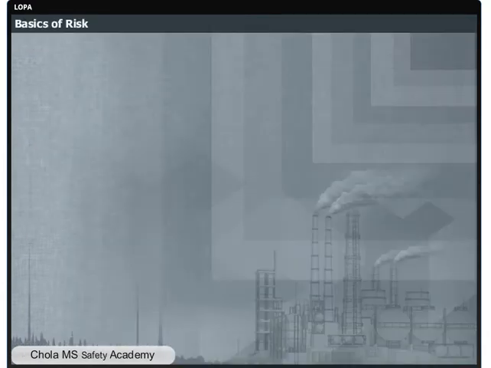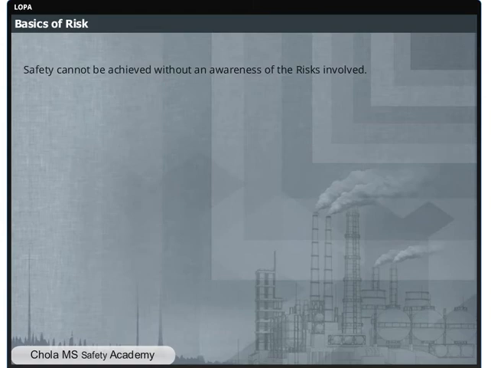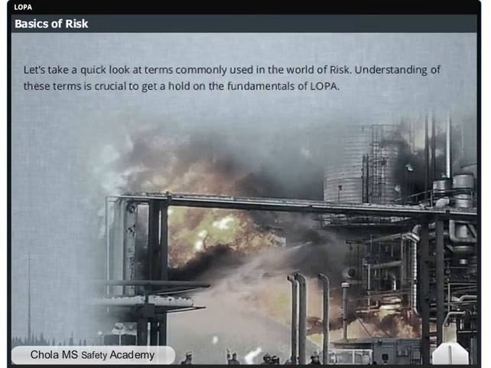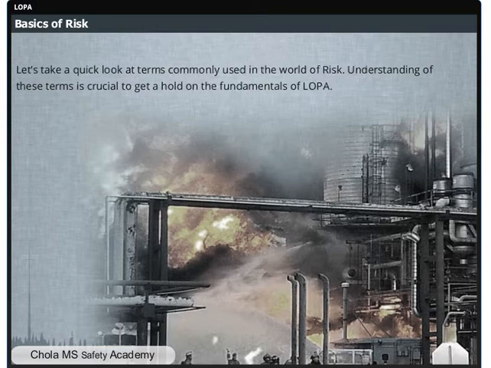Basics of risk. Safety cannot be achieved without an awareness of the risks involved. Let's take a quick look at terms commonly used in the world of risk. Understanding of these terms is crucial to get a hold on the fundamentals of LOPA.